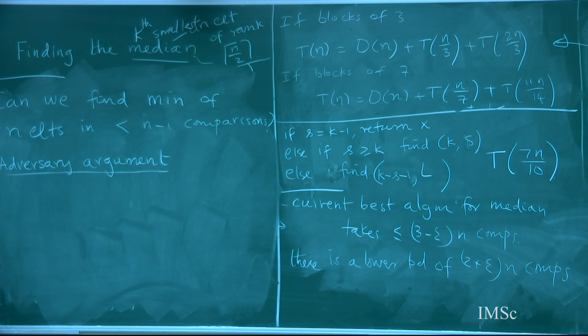Suppose I think of a number between 1 and n, and you have to find that number by asking me yes or no questions. So how many questions do you need? I think of a number between 1 and n. So log n. Log n many questions, right?